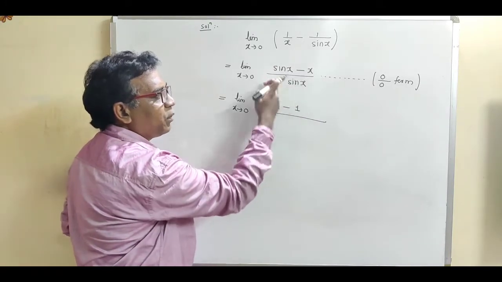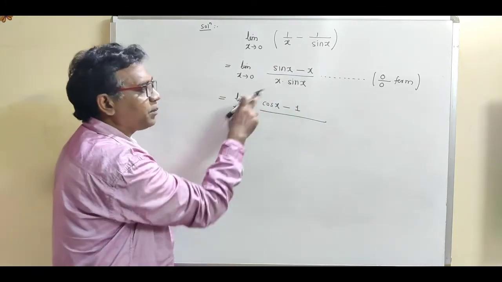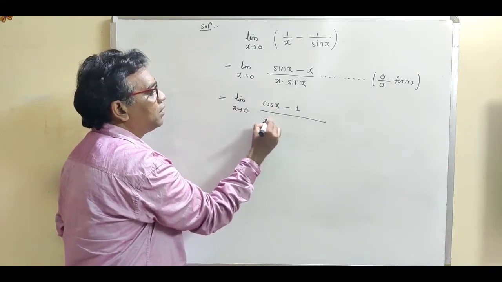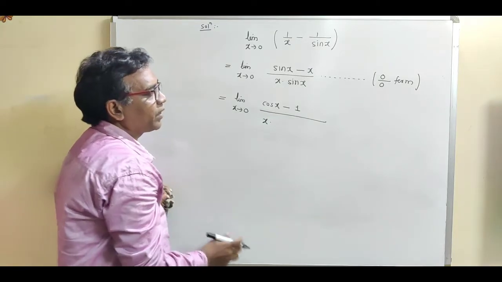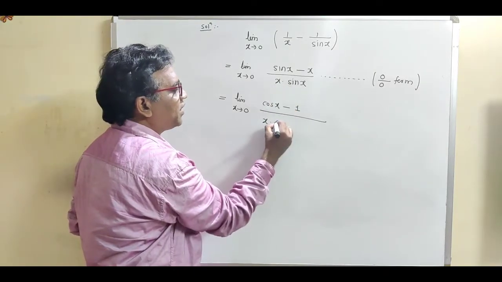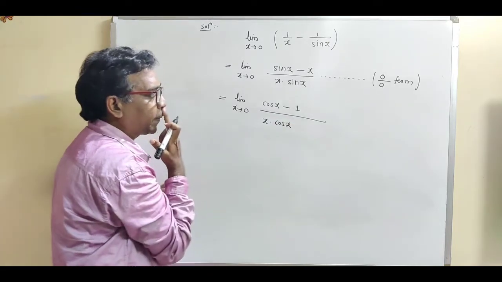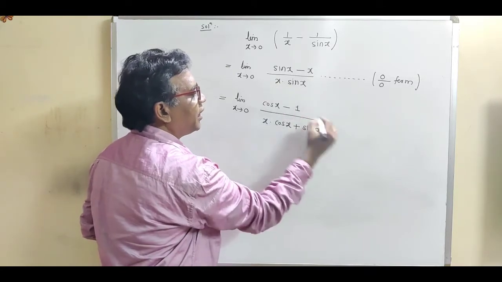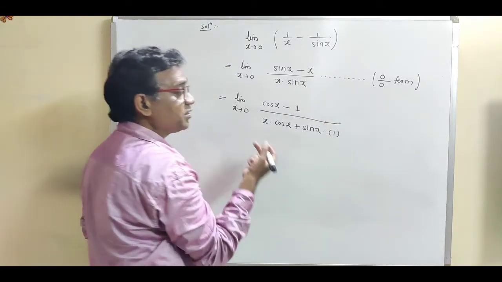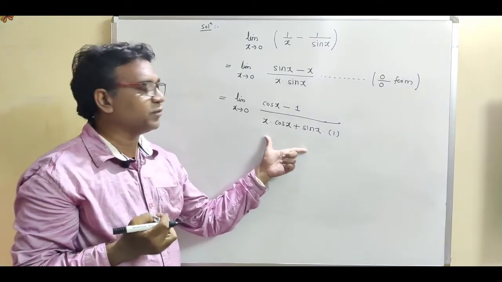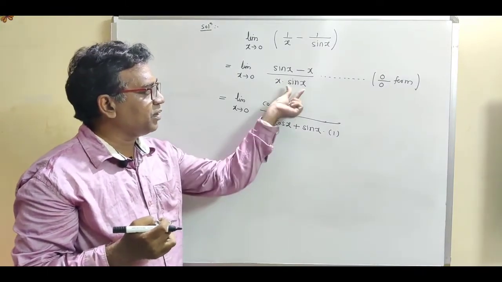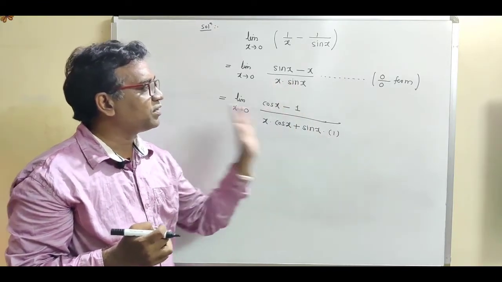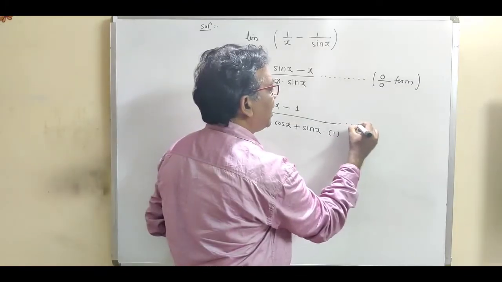Now write down the derivative of the denominator, so use the product formula. This is the product term. So what is the product formula? So write down the formula. First term as it is, x, into derivative of second term, derivative of sin x is cos x, plus second term as it is, sin x, into derivative of first term, it is 1. So this is the product formula for derivative. First term as it is into derivative of second term, plus second term as it is into derivative of first term, which is 1.